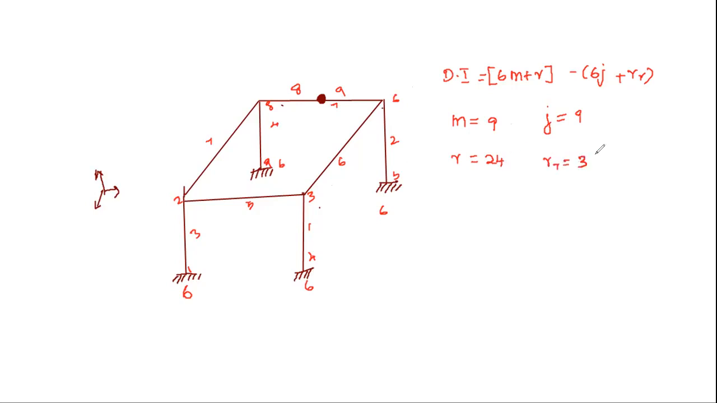So rr is 3 into m dash minus 1. What is m dash? The number of members meeting. So it is 3 into (2 minus 1), equal to 3.